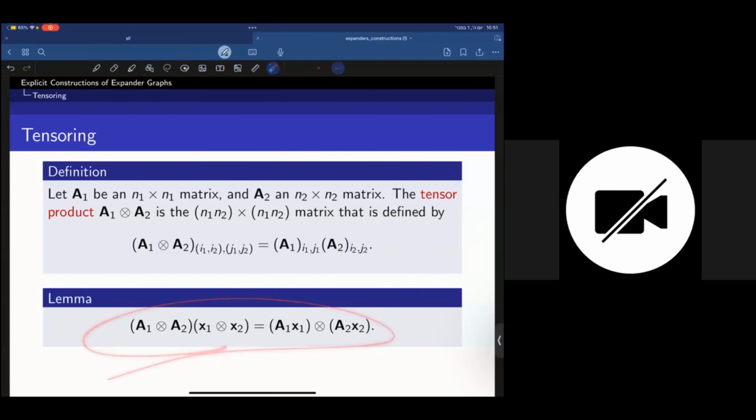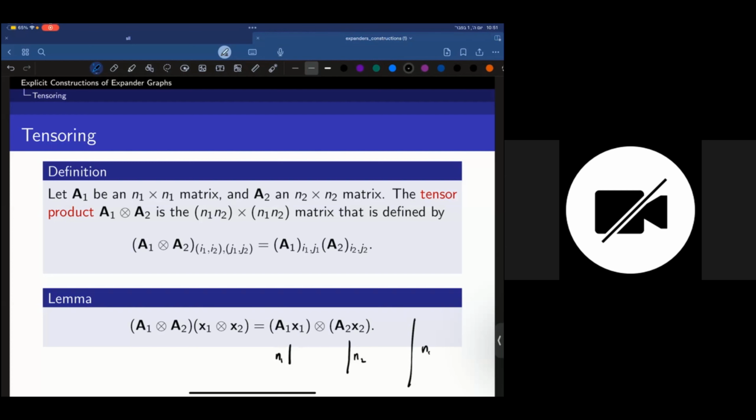That's the way you should think about it. And again, you see A1 acts on X1, A2 acts on X2. They live in distinct worlds, and they are combined in this kind of artificial way by tensoring. Here the product of the matrix with the vector X1 is a vector. Yes, n1 dimensional. And then we tensor two vectors. So you get another vector.